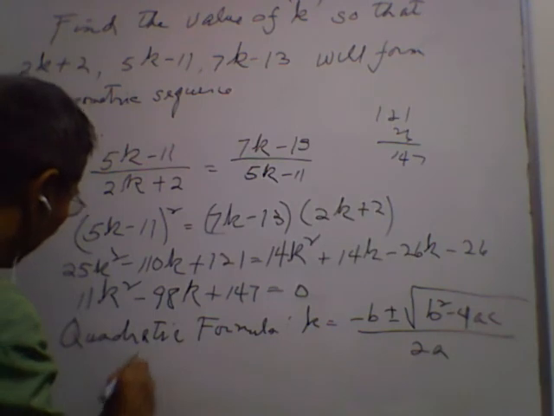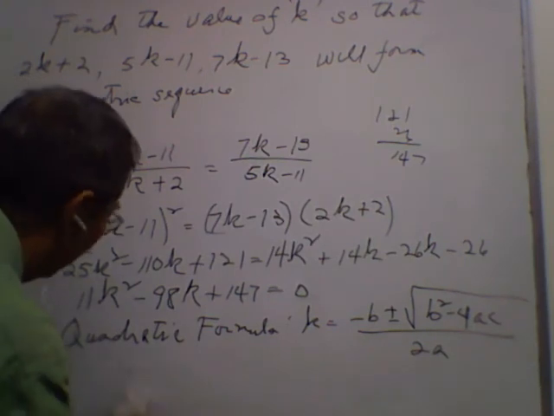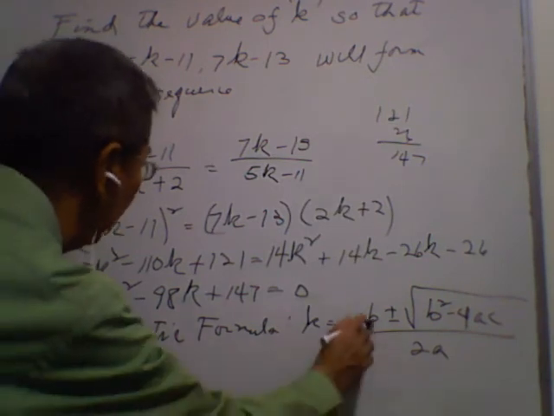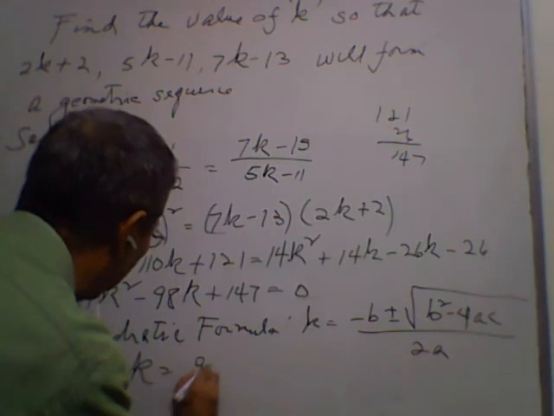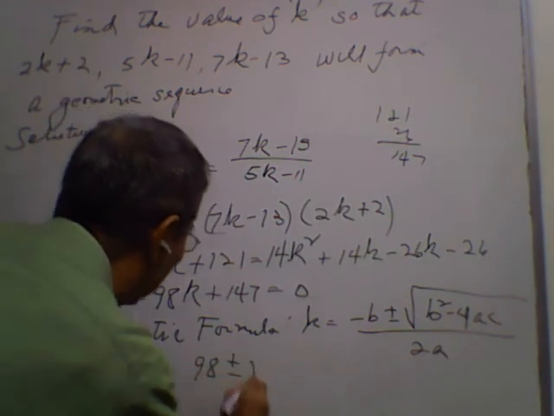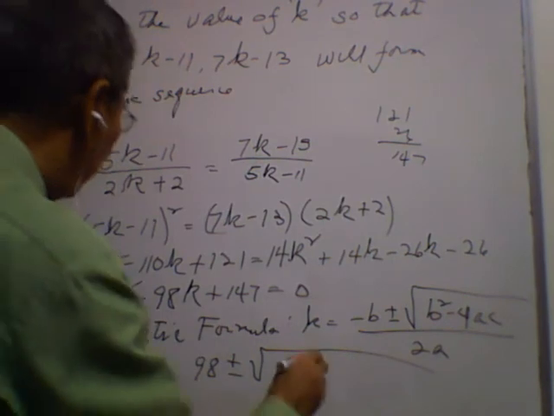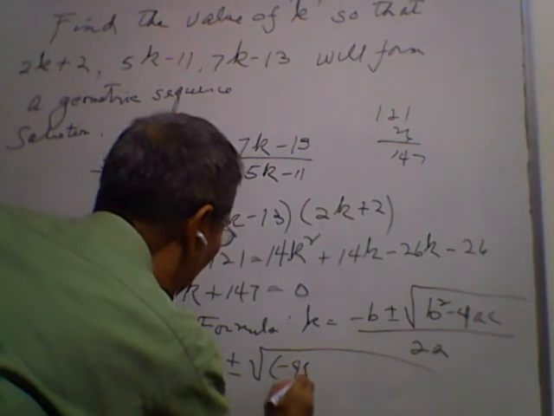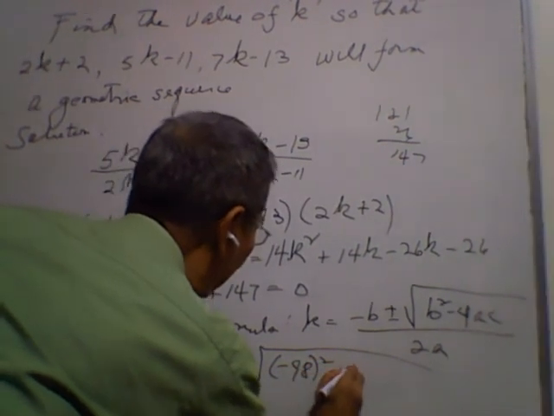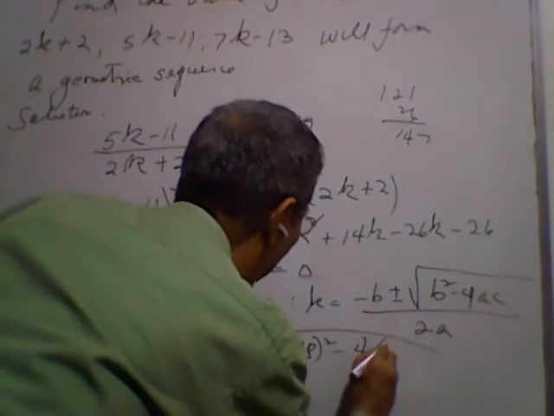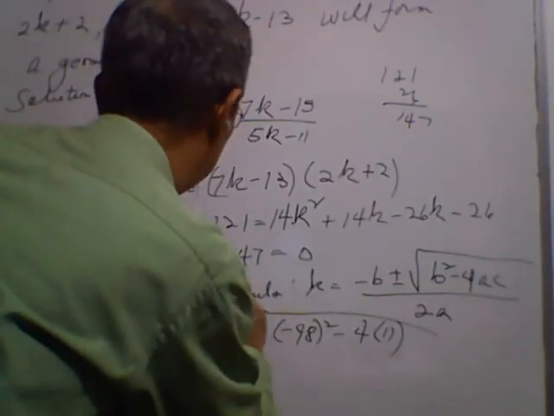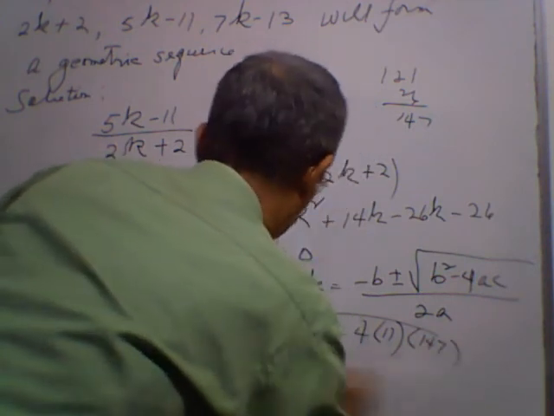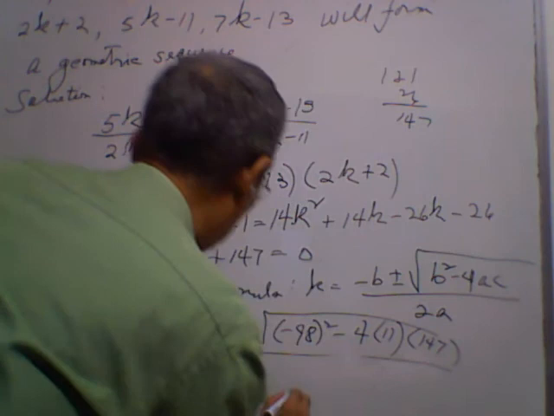So we just substitute the values. So k is equal to negative b, the second term here, so this one is 98, plus or minus square root of b squared, negative 98 quantity squared, minus 4, a is equal to 11 and c is equal to 147, all over 2 times 11.